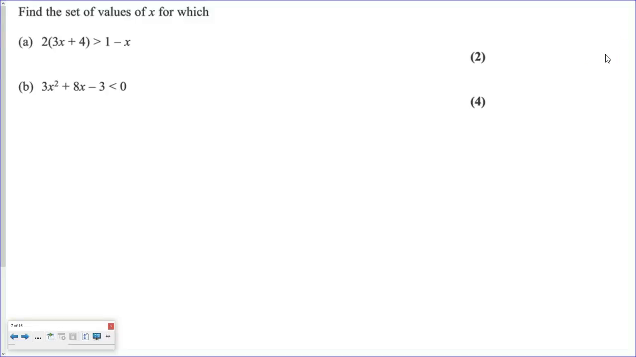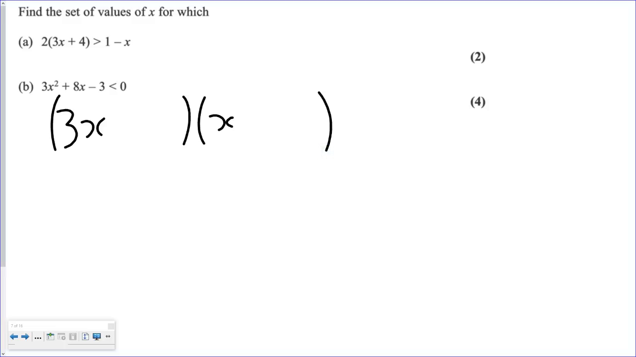B is a little bit harder. Now this is a quadratic inequality. Now if this was just equal to 0, what you'd want to do is factorise this first. Okay, and this is something we can factorise, albeit quite a difficult expression to factorise: the 3x squared plus 8x minus 3.